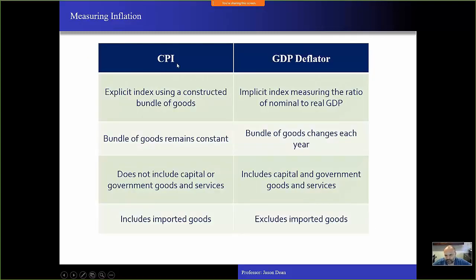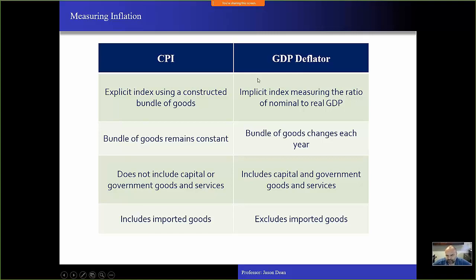So when we use the CPI, as I said, it's explicit. It's using a constructed bundle of goods, and the bundle of goods remains constant. This is not going to include anything like capital or government services. It's only including what the average family typically consumes, right? And it would obviously also include imported goods. Many families buy stuff from the dollar store, which is all imported, so that would be part of the typical family's basket of goods, right?